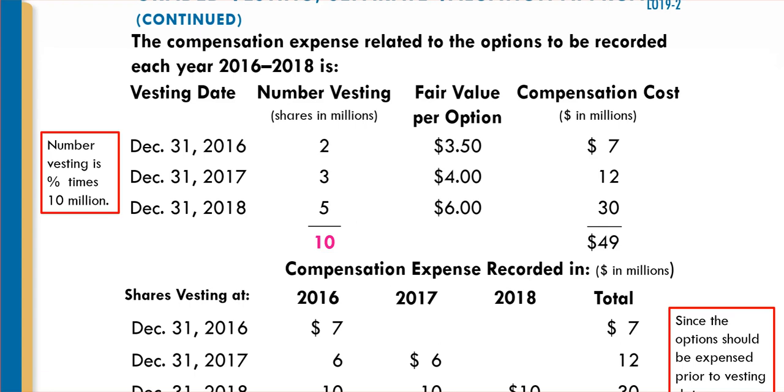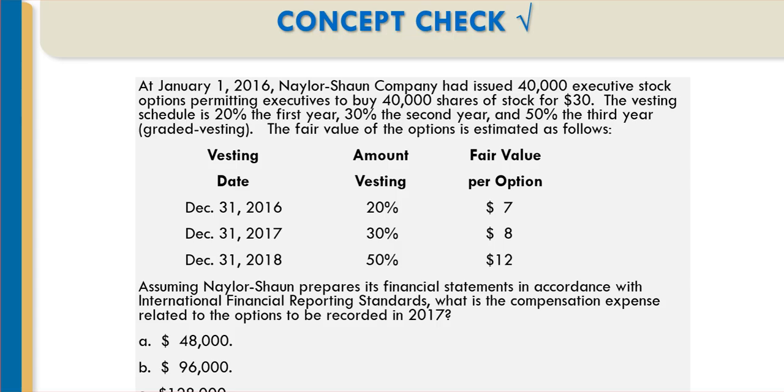Again, I'll give you some more problems on this when we work through those problems. So here's one for us to look at. They have 40,000. It's not 10,000, it's 40,000. So 40 times 20, that would be 8,000, right? And 30% would be 12,000 stock options, and it's all to buy equal amounts of shares of stock. And 50, of course, would be 20. So you're going to multiply across those numbers here, here, and here, and come up with a total compensation expense.